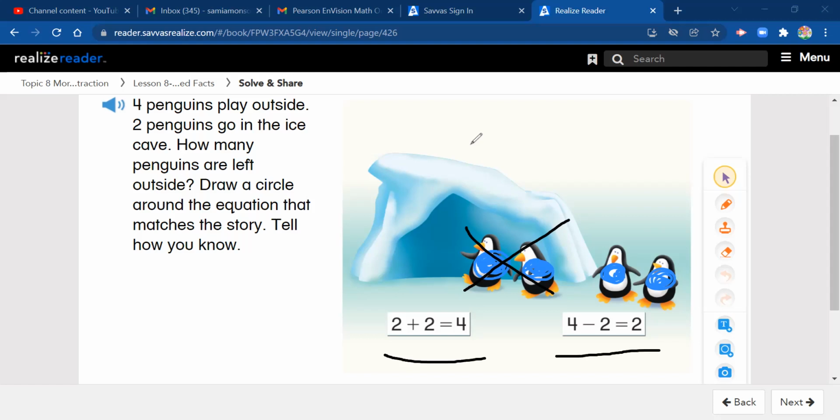Let's look at this equation. 4 minus 2 equals 2. Okay, we had 4 penguins. Minus 2, we took 2 away. I marked an X on 2 of them, and we have 2 remaining. So this equation matches our story. All right, let's keep going.